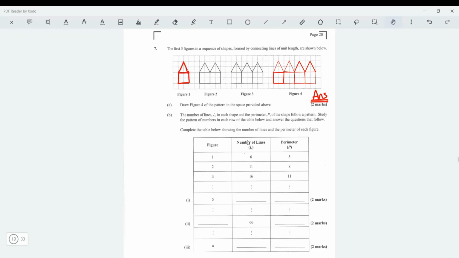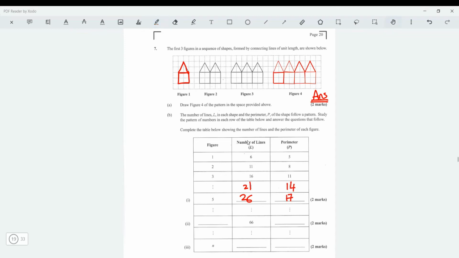Now there's a pattern to study. When it is figure 2, you add 5 to the number of lines. For 3, add 5 more. For 4, add 5 more, that would be 21. For 5, add 5 more, that would be 26. For the perimeter, add 3 to it. Add 3 more to it, that would be 14. So when it is 5, it would be 17. That would be the perimeter.